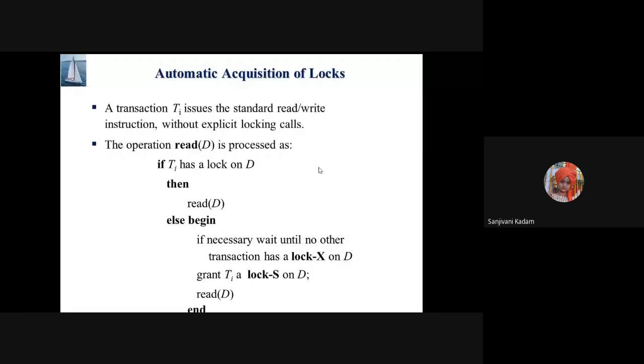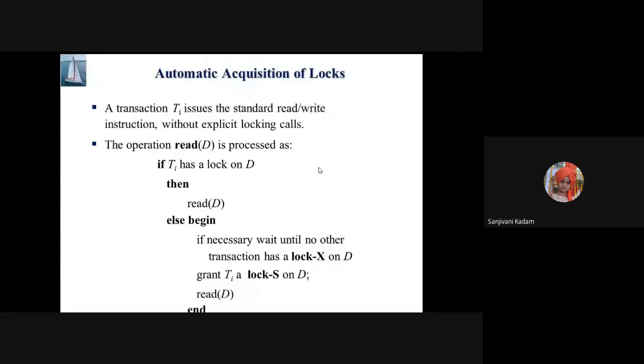So consider another transaction Tj is there. Here we are willing to perform a read operation on D. It means that we are willing to acquire a shared lock on D, and hence this automatic acquisition will check whether there is any existing lock on D by the same transaction. If a lock is available, it will go for the read operation. If not, this will check whether any other transaction is having a lock on D. If so, consider that that transaction is Tj.